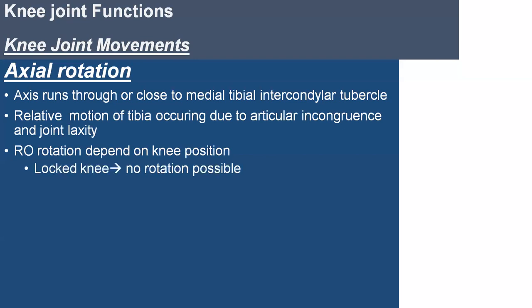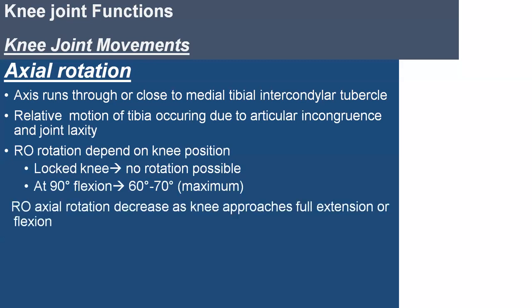The range of rotation depends on the knee position. When the knee is locked, there is no rotation possible; at 90 degrees, 60 to 70 degrees is possible. The range of axial rotation decreases as the knee approaches full extension or flexion. The range of lateral rotation is 0 to 40 degrees, greater than the range of medial rotation, 0 to 30 degrees.